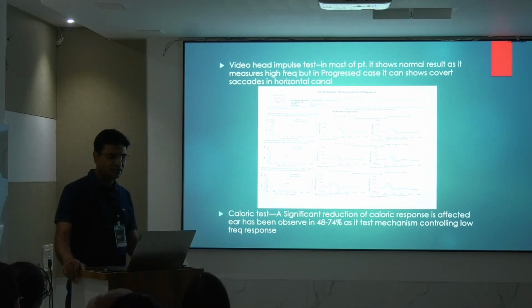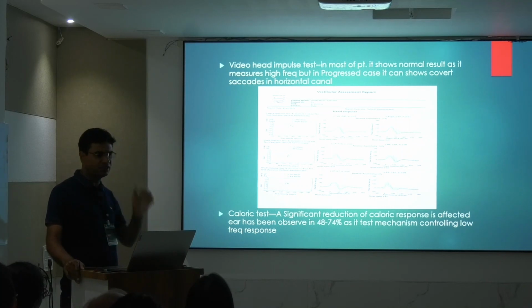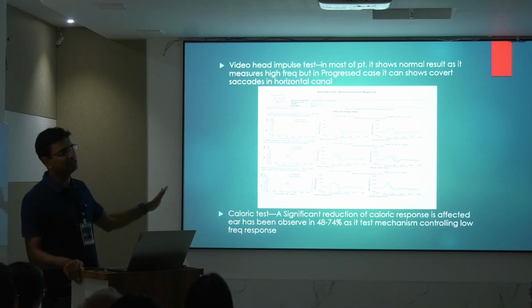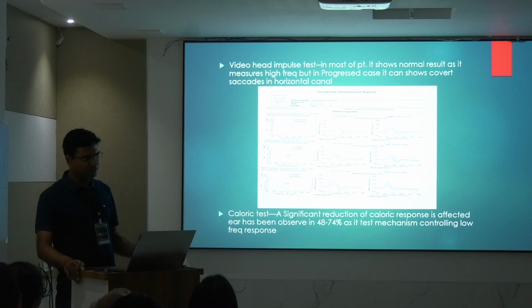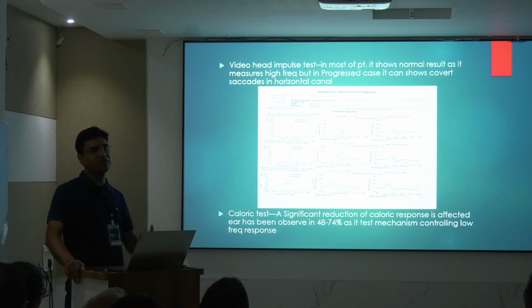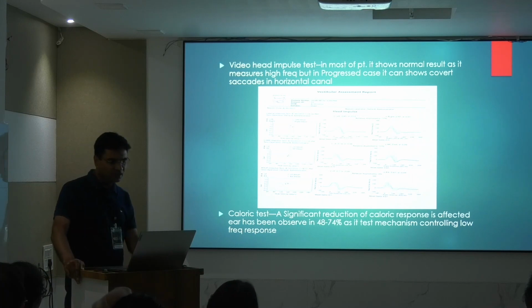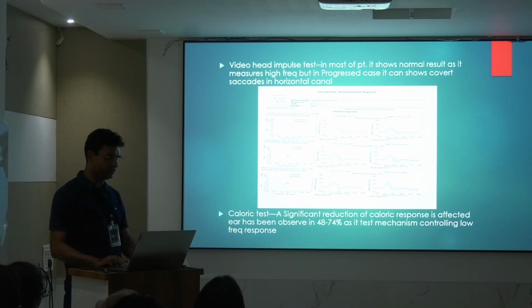Video head impulse test. In few of the patients, we may find corrective saccades, mainly in the horizontal canal. But most of the time, most of the patients don't show any abnormality in the video head impulse test because it measures the high frequency. And basically, in Meniere's disease, damage is at the low frequency. So, the caloric test is probably more sensitive when we compare with the video head impulse test, because it tests the mechanism that controls the low frequency response. So it can turn positive in 48 to 74% of the patients.